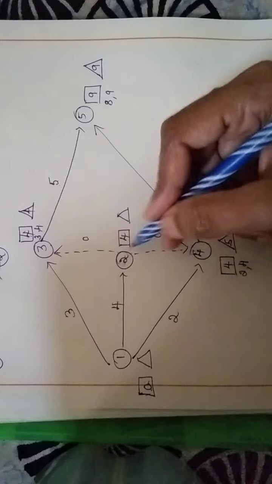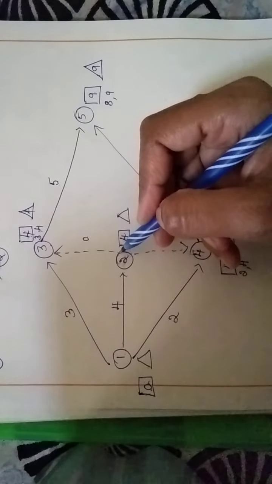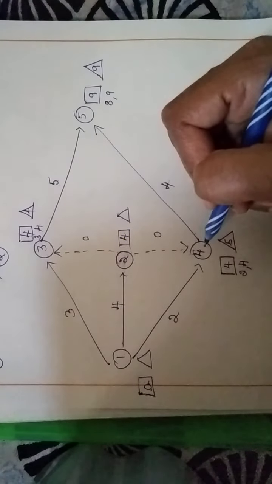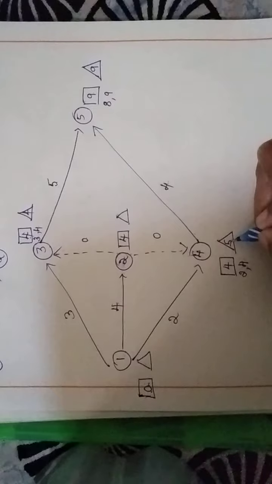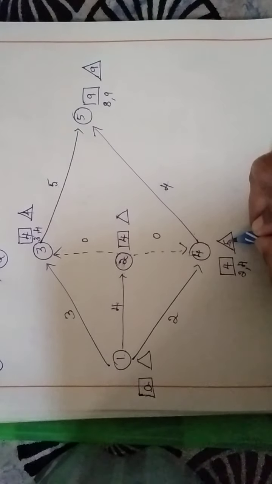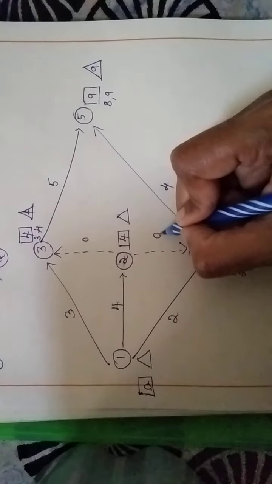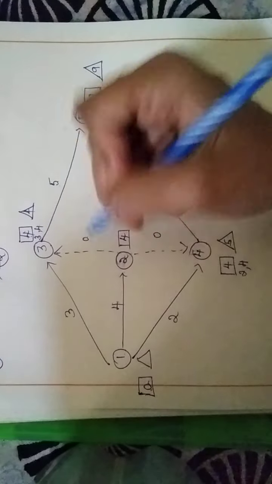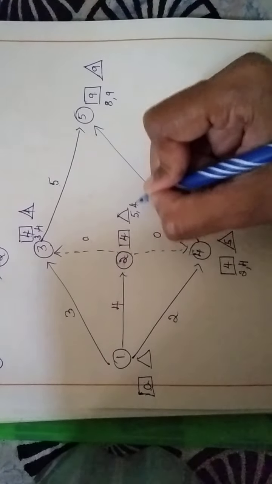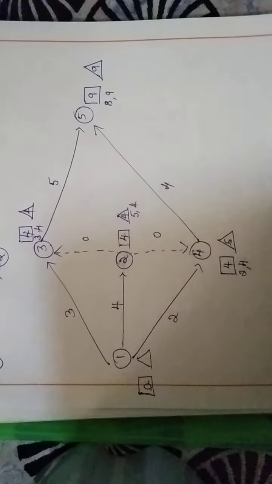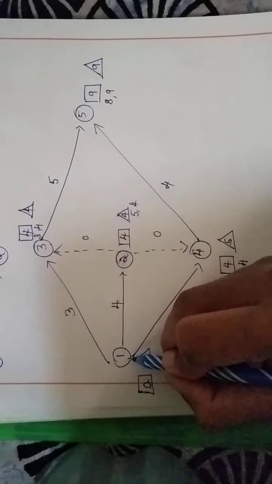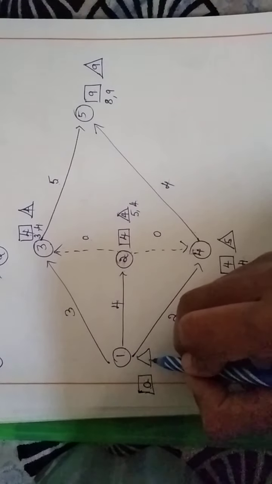If you observe here, there are two arrows which start from it, the dummy activities from 2 to 3 and 2 to 4. So what I am going to do is take the value in this triangle. 5 minus 0 is 5, and we have 4 here. 4 minus 0 is 4. So we have to take the least value. So least is 4.